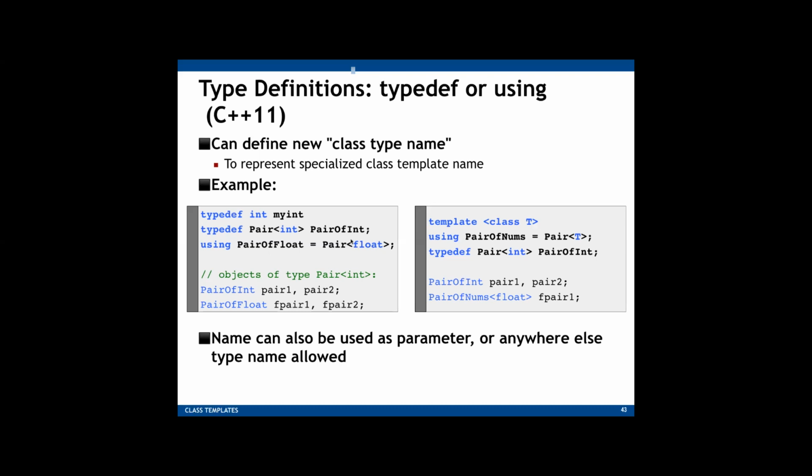The objects of the pair class type, which store the float values. So it's shown here, f pair 1 and f pair 2 are declared with this pair of float. This one is equivalent to this pair float. So the effect of typedef and using is the same. They are both used to define a new name for the type. So what is the difference between the typedef and using keyword?